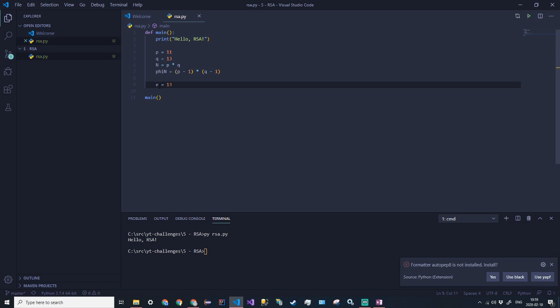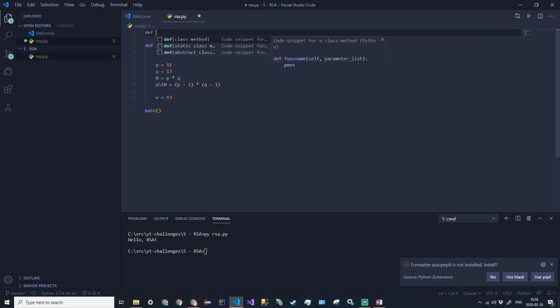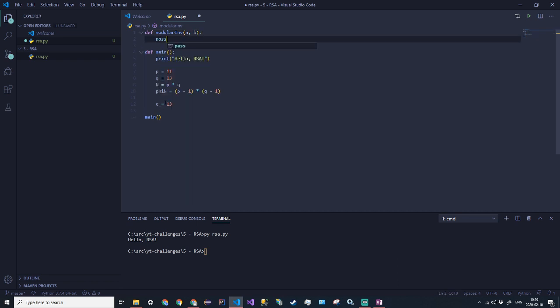Next we want to say D is equal to the modular inverse, so we'll put a function up top, def modular inverse of A with respect to B, and we'll just do a pass for now. D is equal to modular inverse of E and phi n. And then next we want to have the message, let's just say hello world, or RSA for now.